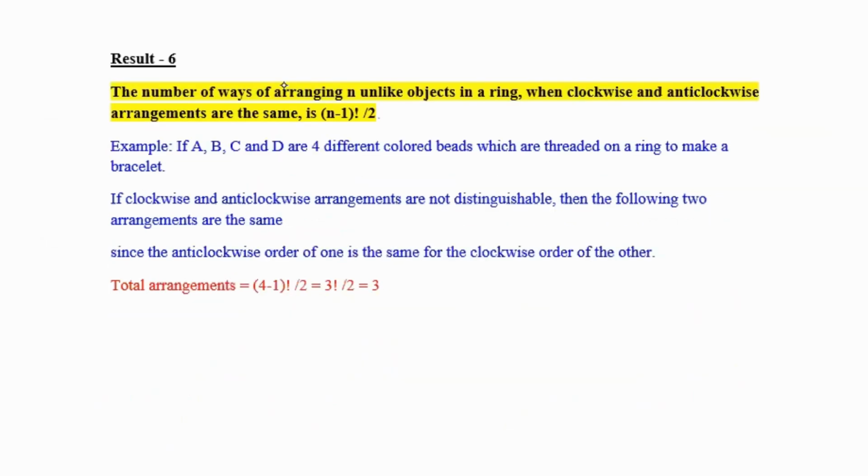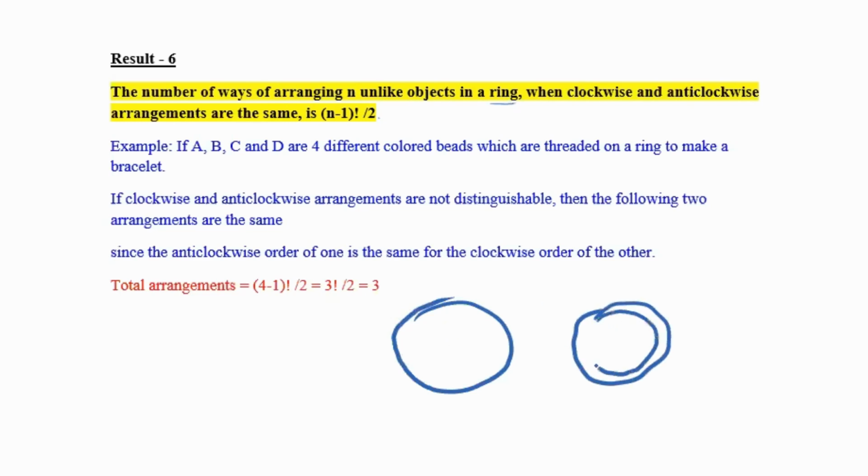And now we reach another important concept in circular arrangements, which is arranging things in a ring. Now, what does it mean to arrange things in a ring? As opposed to a usual circular arrangement that we considered in the previous example, which is like arranging things on a table, now in a ring, what happens is you can turn it around.